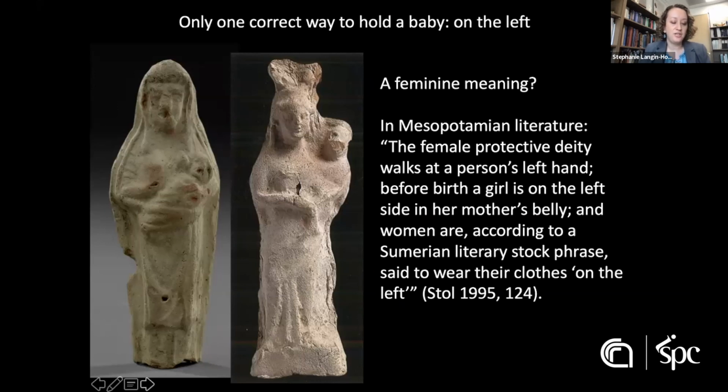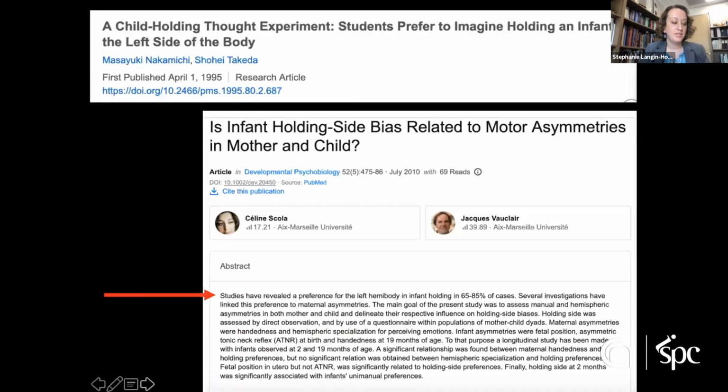In addition to these Mesopotamian specific meanings, which may or may not have been legible and meaningful to all members of Hellenistic Babylonian society, I additionally propose that the left side positioning of the child also reflected a psychological and neurological ideal of mothering behavior. Several recent psychological studies have revealed that most people, particularly women, naturally carry babies on the left side, regardless of whether they are right or left-handed.